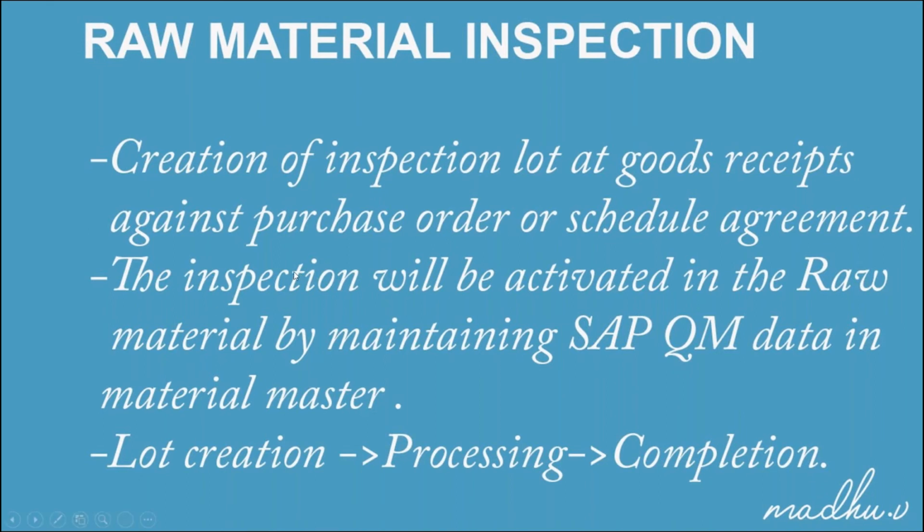Another point here: lot creation, processing, and completion. What is a lot? A lot is an object, a reference number for the QM department, just like the purchase order. Once the goods are received into the system by the MM department, an inspection lot is created. This inspection lot goes to the QM department. The inspection lot is the triggering point where the QM department is involved in inspecting these raw materials. Once the lot is completed, that means QM has made a decision whether to accept or reject the materials.